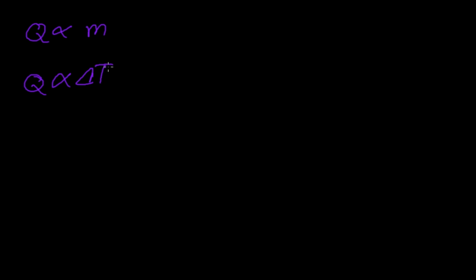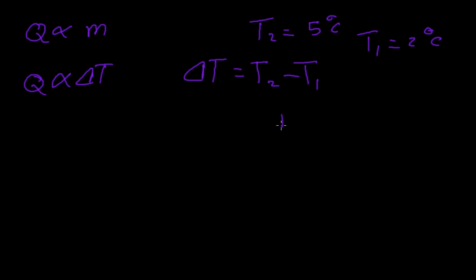So for example, if delta T is 3, that means the difference between the final temperature and initial temperature. Let me write it here. So delta T means T2 minus T1. Let's say, for example, T2 is equal to 5C, and T1 is equal to 2C. That means delta T is, in this case, 3, right? And this is like our first example.